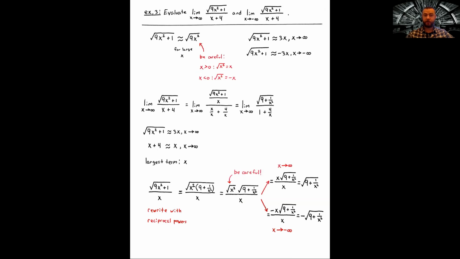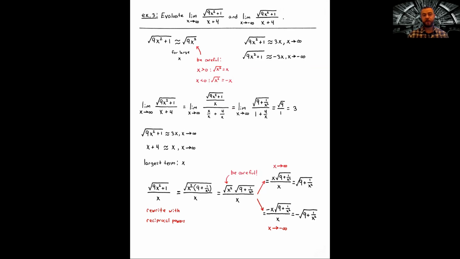All right, so we'll plug that result in. The denominator here simplifies to 1 plus 4 over x. And now we have reciprocal powers within the numerator and denominator. As x approaches infinity, those reciprocals approach 0, giving us here the limit approaching square root of 9 over 1. So we get here our function approaches 3 as x approaches positive infinity.